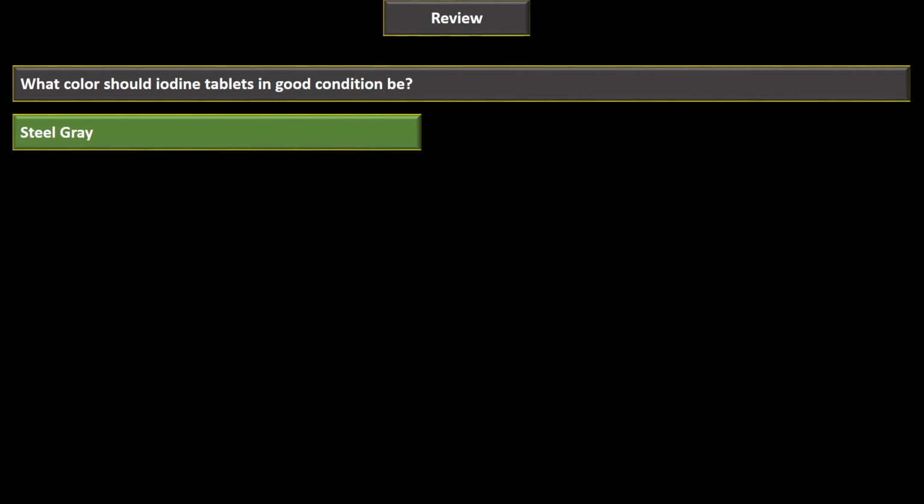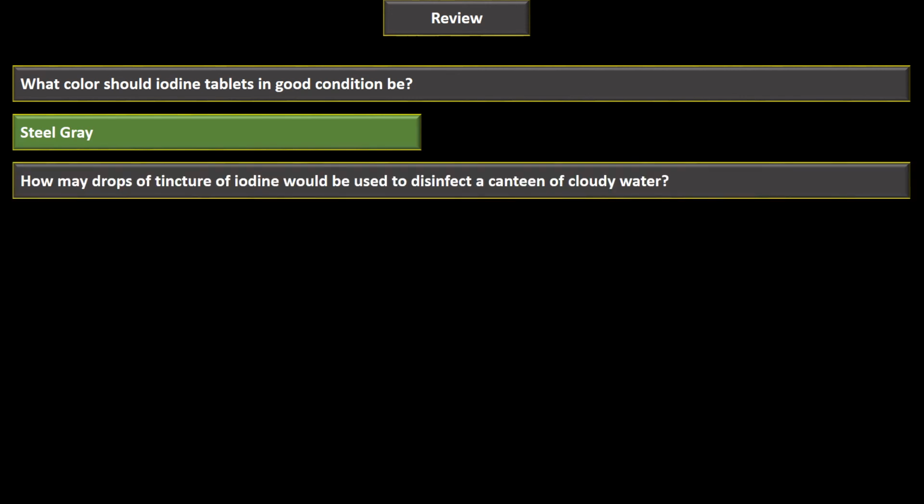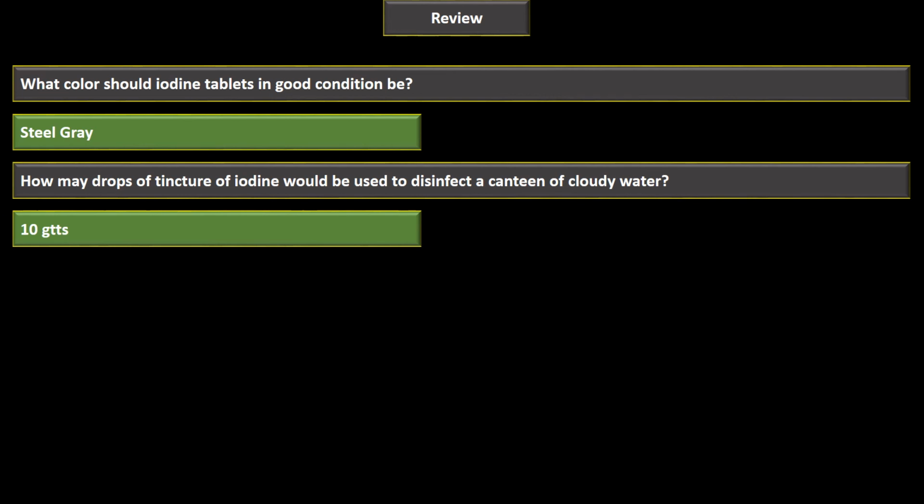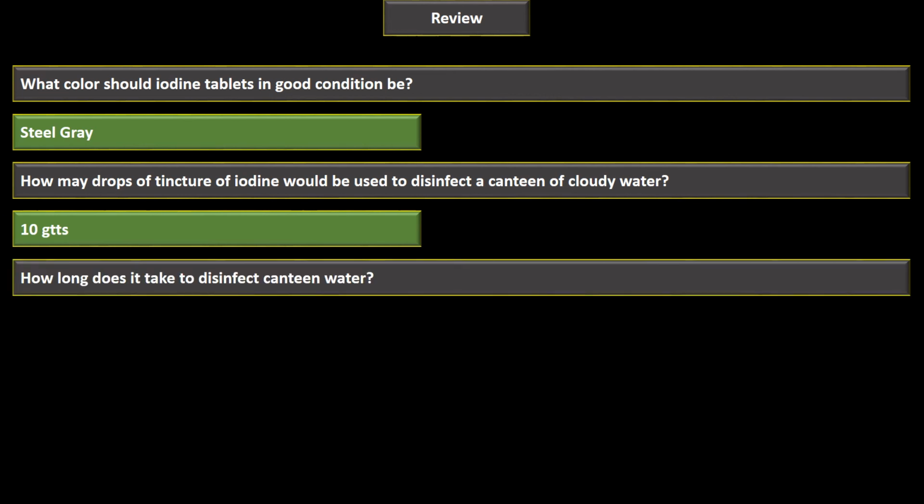All right, so let's review what we've gone over. What color should iodine tablets in good condition be? Well, they need to be steel gray. How many drops of tincture of iodine would be used to disinfect a canteen of cloudy water? Well, you need 10 drops for cloudy water. How long does it take to disinfect canteen water? Well, that takes 35 minutes.